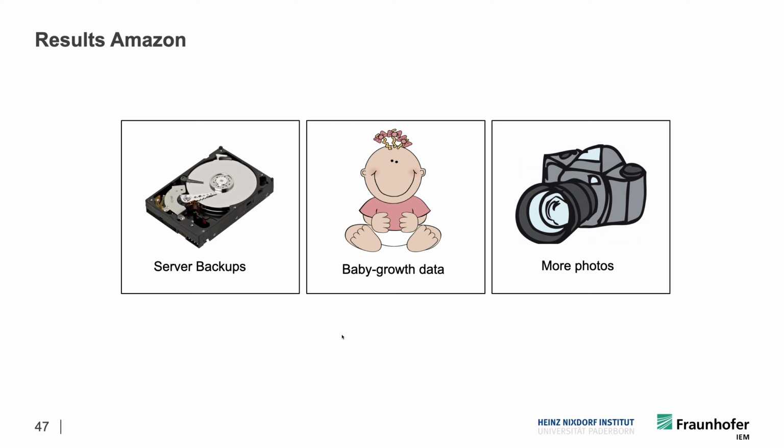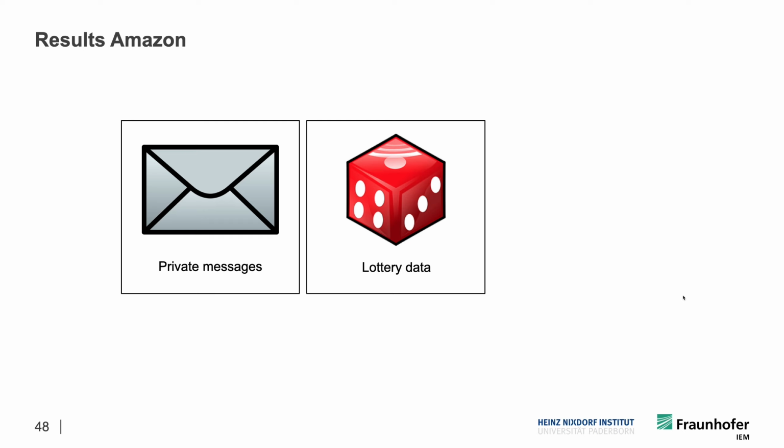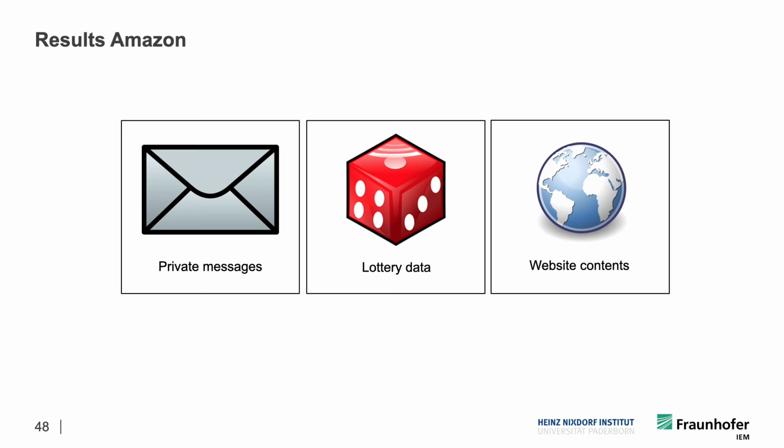It turned out, nonetheless, that the same credentials that the app used to access some Amazon buckets could also be used to access these buckets in full generality, and within the same buckets you simply had server backups sitting there. There was some baby growth data from certain baby monitoring apps. We found more photos, private messages, and lottery data. I'm not sure we would have been able to actually forge the lottery numbers, but nonetheless, pretty disturbing. We found website backend data.